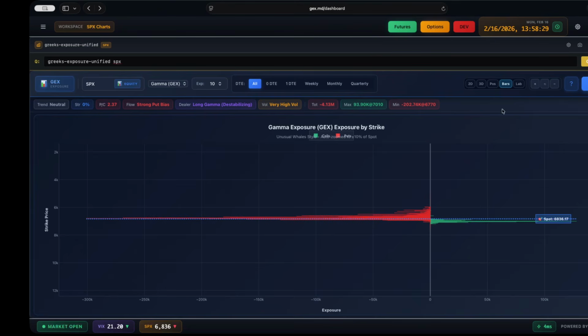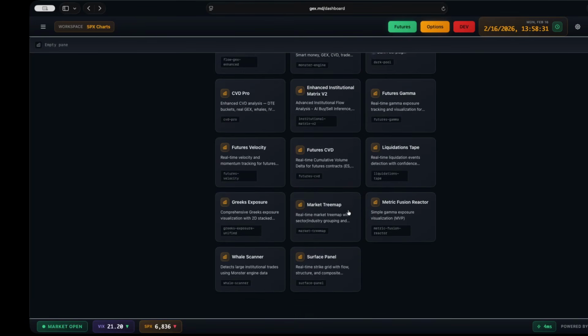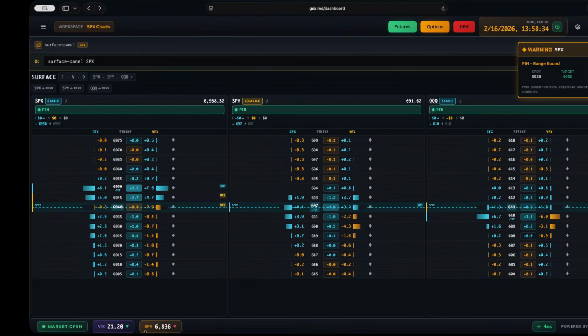So that's the Greek exposure. And then we have the surface panel. This surface shows you the same things as the exposure, but they are more simple. For example, they target 6950 as a target right here on SPX. We have a target of 6292 on SPY, and then we have 6010 on QQQ.